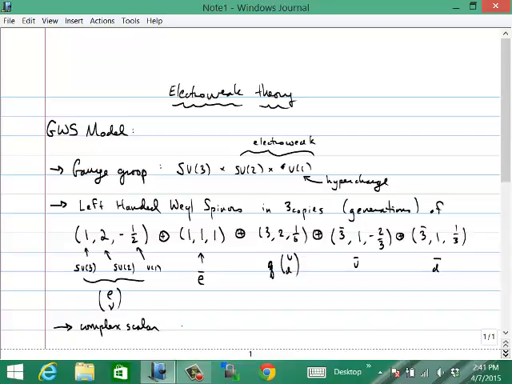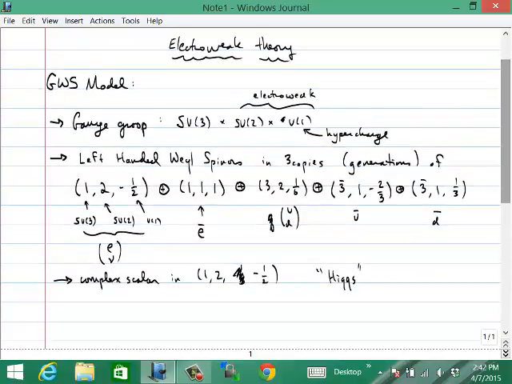And this complex scalar carries charge. It's uncharged under SU3, but it carries both electroweak and hypercharge charge. So it's really a doublet of complex scalars, referred to as the Higgs field.